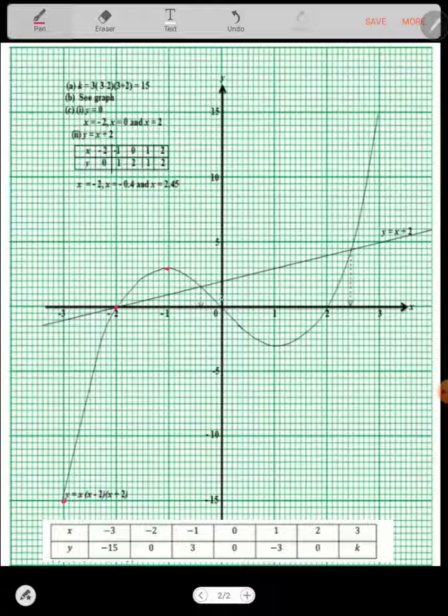So each line, 2 boxes represent 1 unit. Then we have 0, 0, which is here. Then we have 1, -3. So 1, -3, it's here. We have 2, 0, 2, 0 is here. Then we have 3, remember the value of k, it was 15. So 3 is here, then 15 is there.